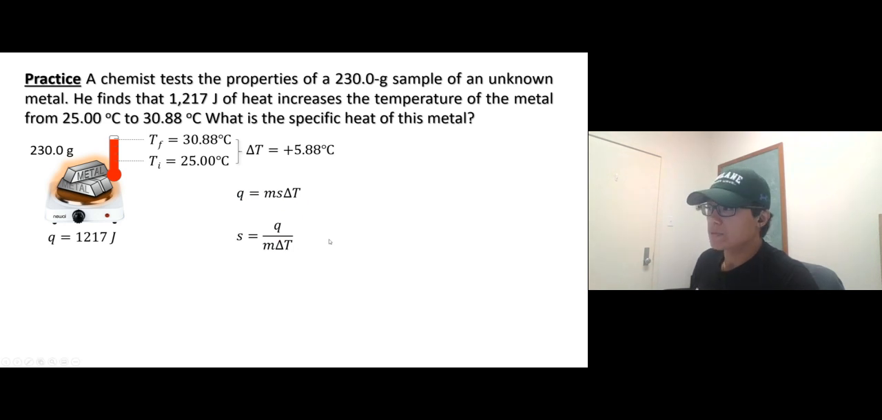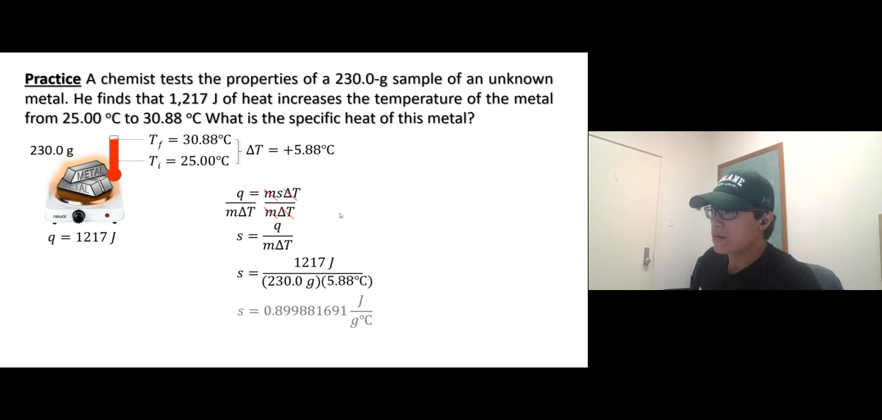Look like that. If you're not following, basically I just divide both sides by m delta T. So m cancels out, delta T cancels out. Okay. The rest, just plug in, guys. So Q is 1217 joules, mass is 230.0 grams, and delta T is 5.88 degrees Celsius. Do the math there. Ta-da.